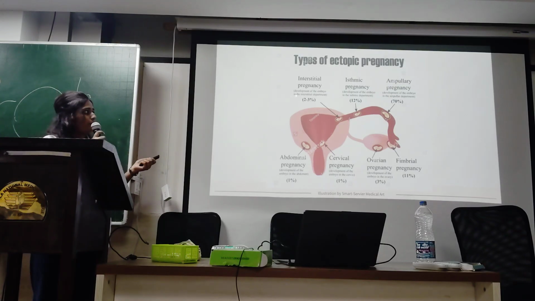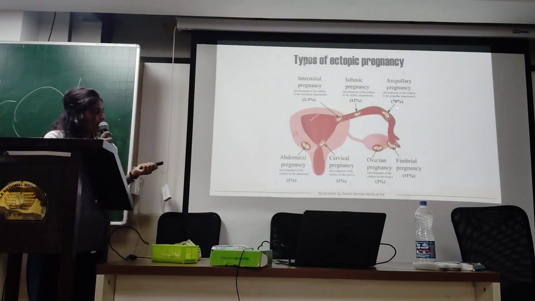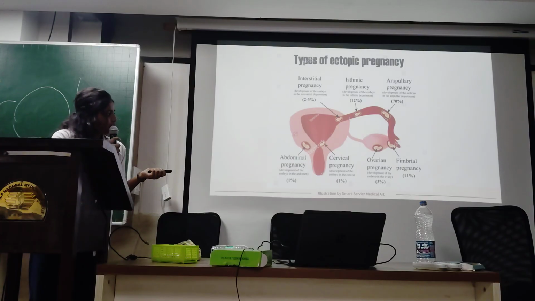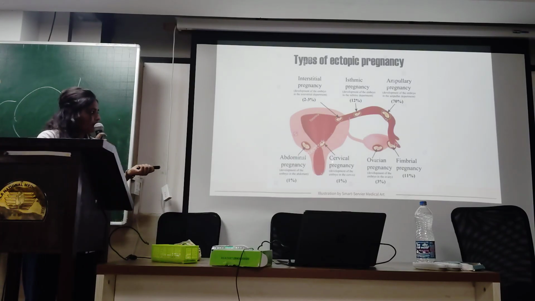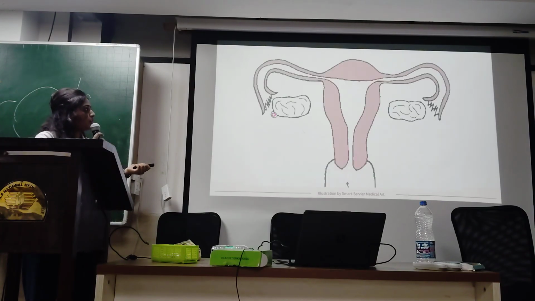The types of ectopic pregnancy are interstitial pregnancy with a proportion of 2 to 3%, isthmic pregnancy 12%, the most common is ampullary pregnancy with 70%, fimbrial pregnancy, ovarian pregnancy, cervical pregnancy, and abdominal pregnancy. This is a short animation.